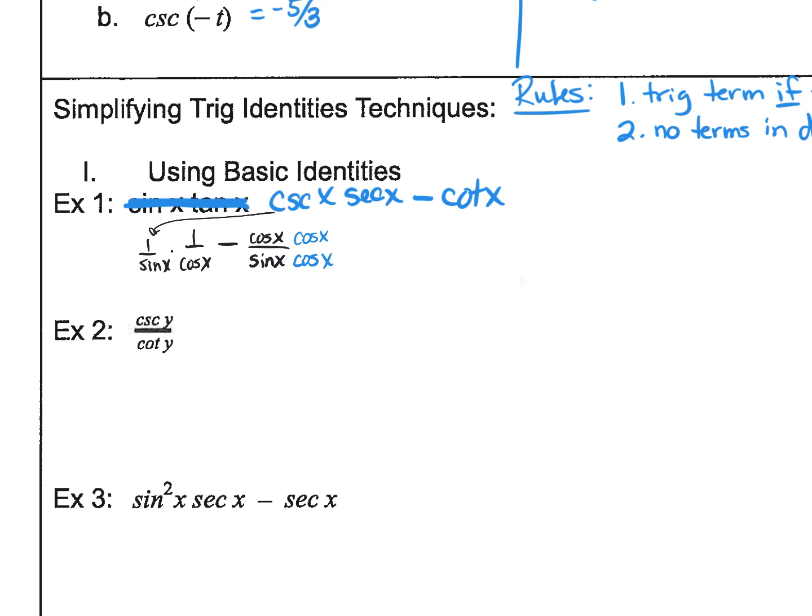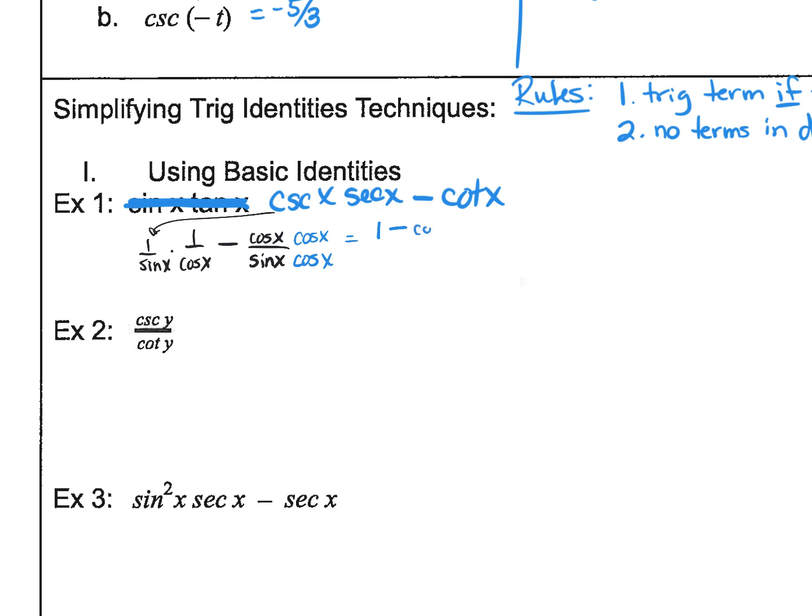Why does multiplying by cosine over cosine work? What is cosine over cosine? 1. Can I multiply by 1 and not change anything? Yes. Anything multiplied by 1 is the same thing, isn't it? So to get a common denominator, that's what I'm going to do. So now I'm going to rewrite this as 1 minus, what is cosine times cosine?